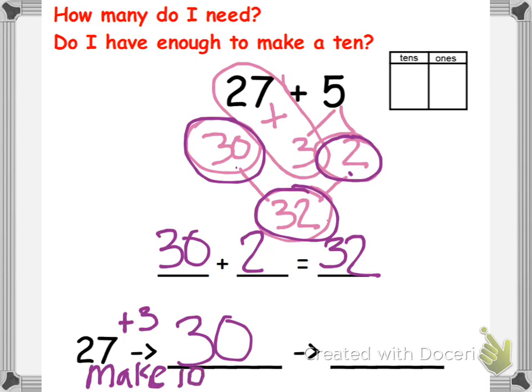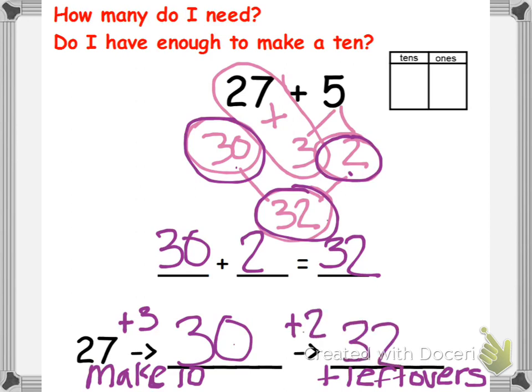And then the next one, we're adding our leftovers, which our leftovers of that 5 was 2. So 30 plus 2 is 32. Now looking at 32, we know 32 has 3 10s and 2 1s.